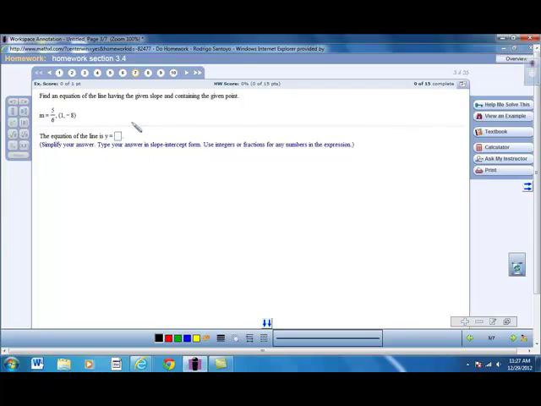Now they want us to find the equation of the line having the given slope and containing the point. So basically they want it once again in y equals mx plus b. The problem here is that we're not given the y-intercept. We're just given a point, but that point has a y and an x, and we're given an m. So we can plug that in here. Remember, this is your x, that's your y. So you have negative 8 equals your m, which is 5/6, times your x, which is 1, plus b. We don't know what b is.